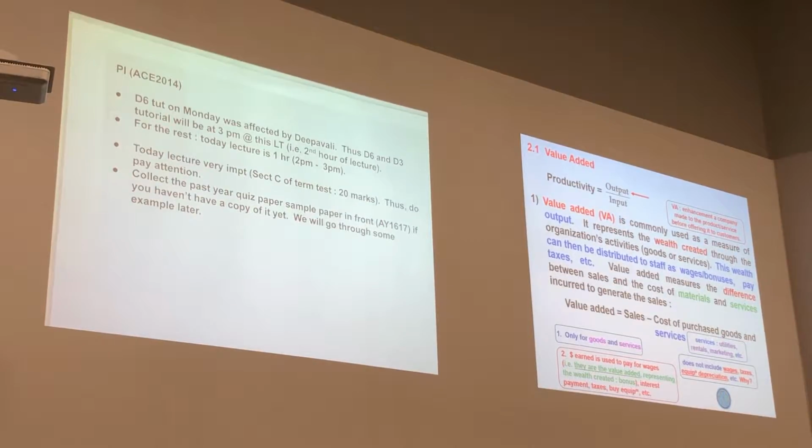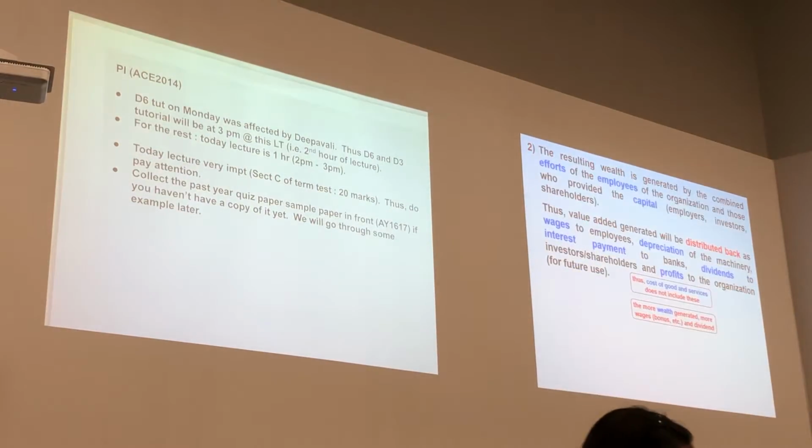So this is only for goods and services, and the money that you earn is actually used to pay for our wages and pay off the equipment costs and whatnot. So they are actually the wealth created. Nothing to do with the raw material. Okay? This is the first thing that you need to wrap your mind around. Can you wrap your mind around it? Can? Excellent.